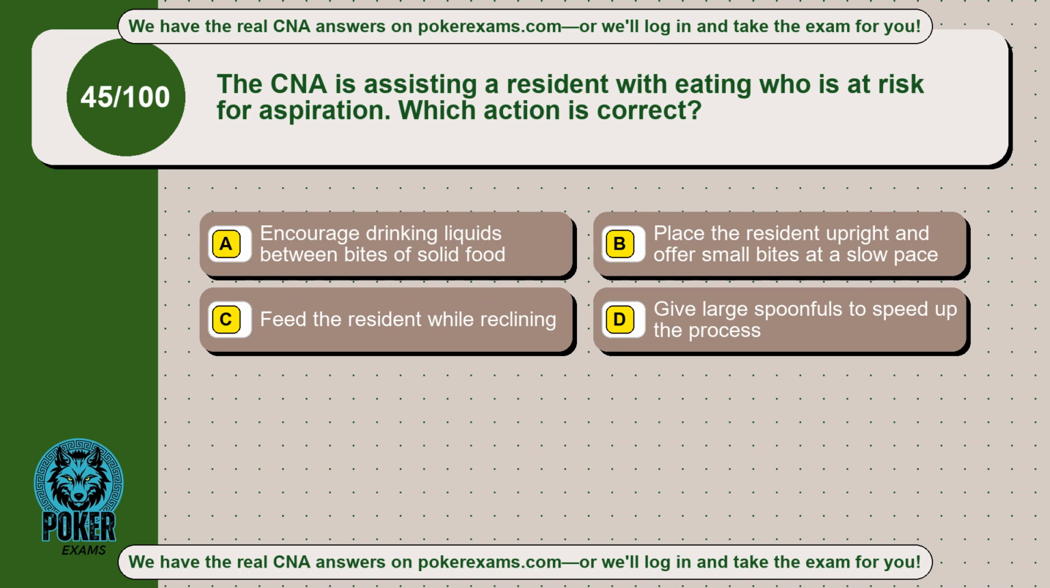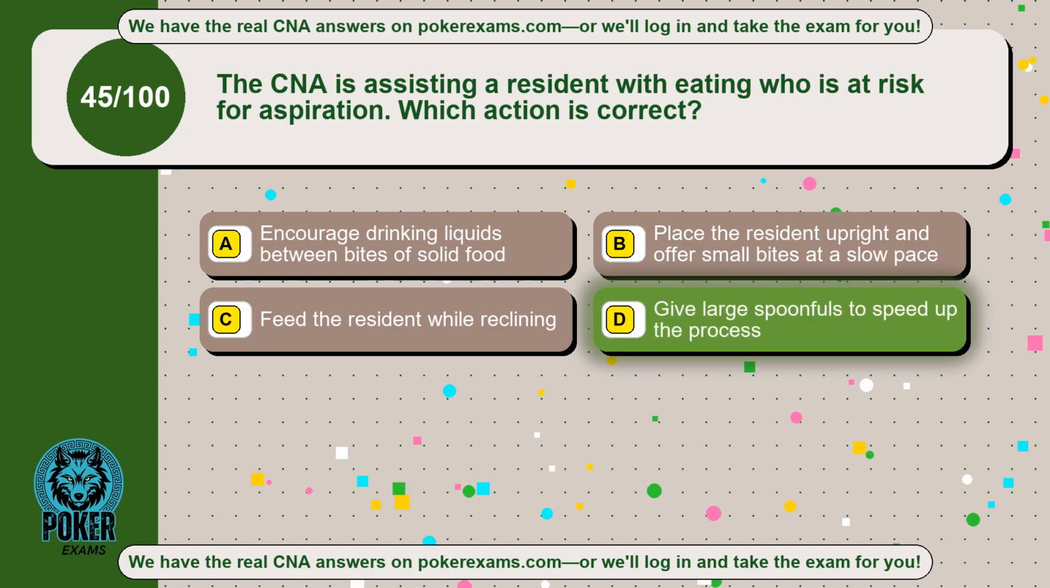Question 45. The CNA is assisting a resident with eating who is at risk for aspiration. Which action is correct? Option A, encourage drinking liquids between bites of solid food. Option B, place the resident upright and offer small bites at a slow pace. Option C, feed the resident while reclining. Option D, give large spoonfuls to speed up the process.